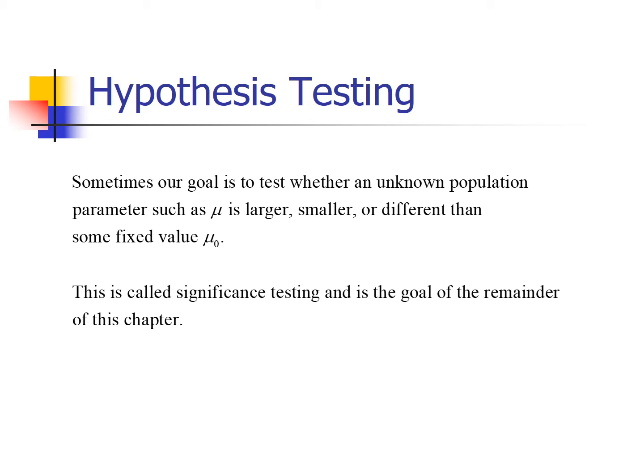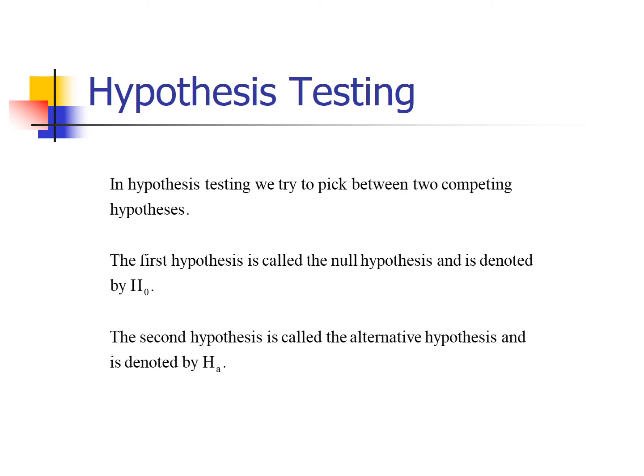This is called significance testing in our book. To just about everyone else in the world, it's called hypothesis testing, and it's the goal of the remainder of this chapter. Chapter 6 is dedicated entirely to hypothesis testing. So what is hypothesis testing? Hypothesis testing is quite simply trying to pick between two competing hypotheses.